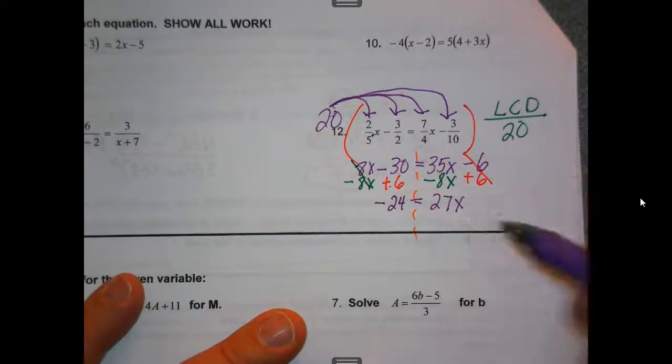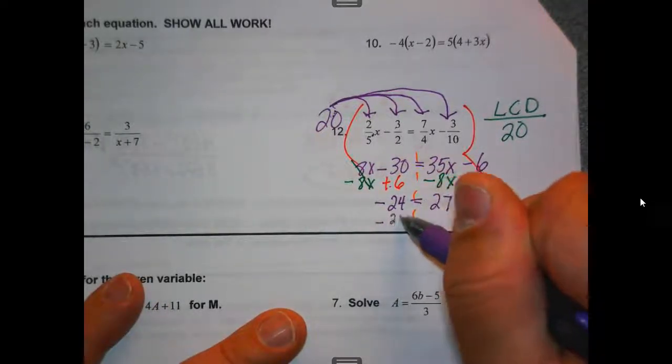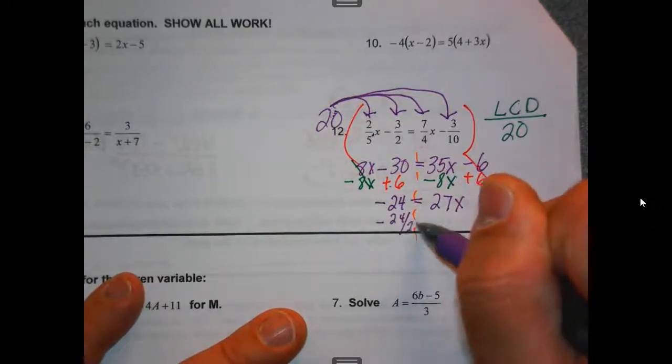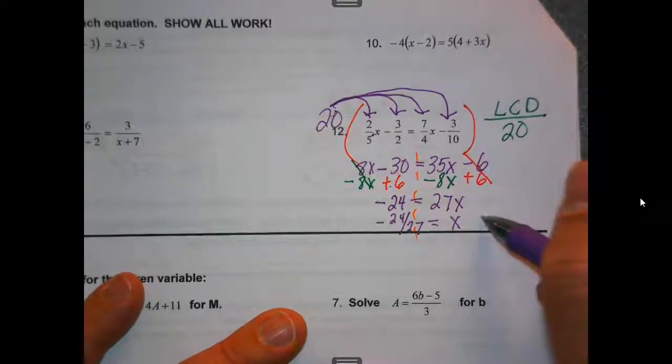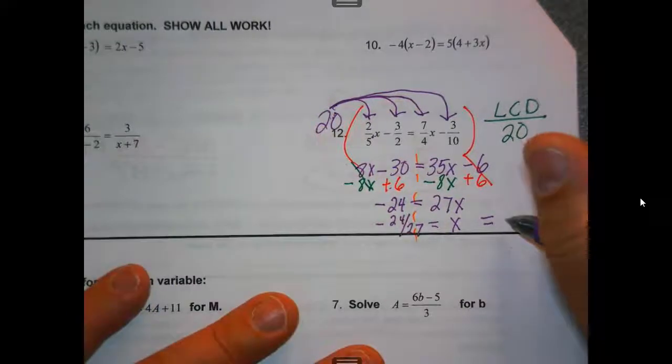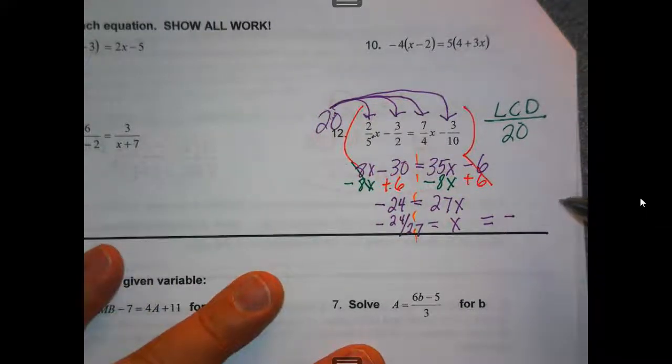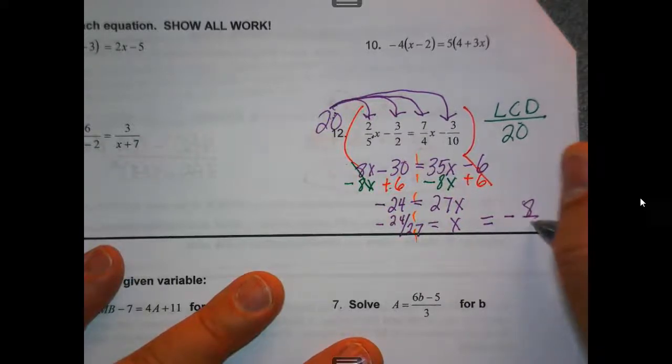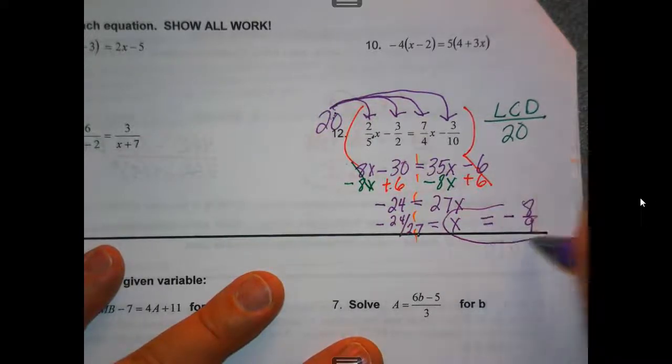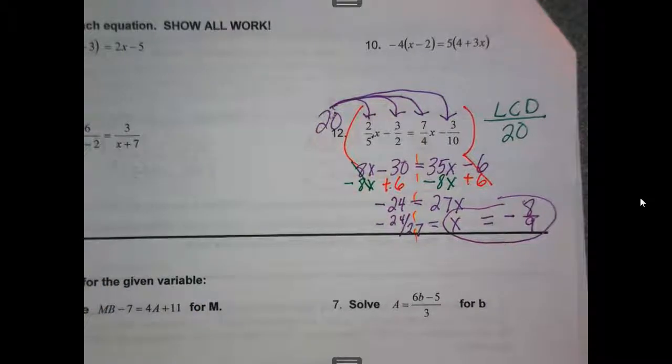Let's see, negative 24 over 27 equals x, and actually that can be reduced, can't it? 8 over 9, right? Yes.